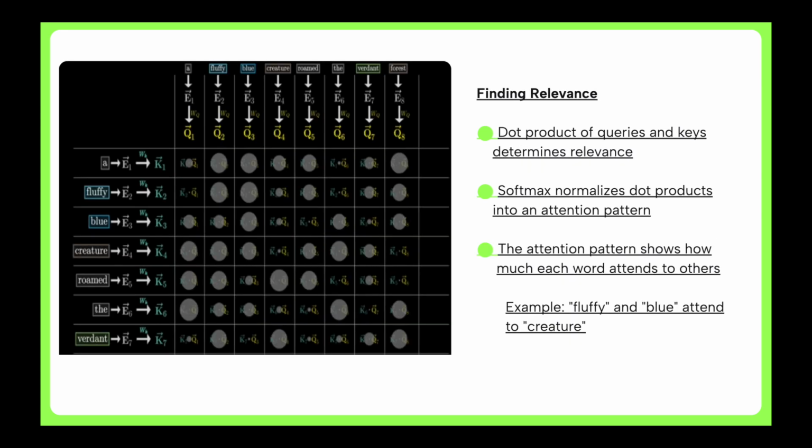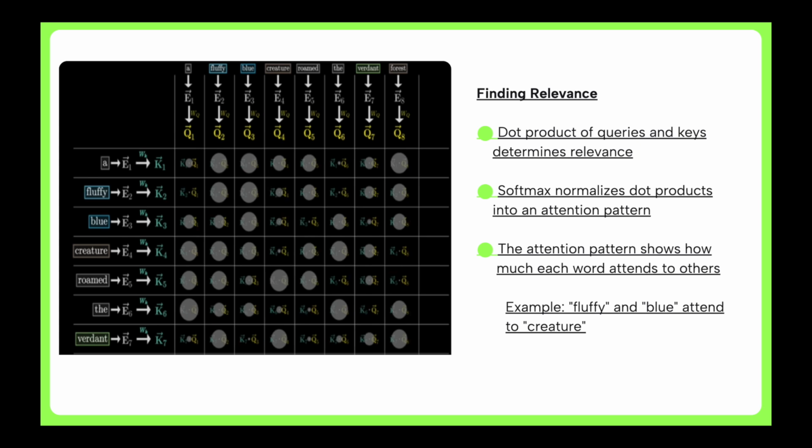Now we have the attention pattern. To figure out how important each word is to the others, we take the dot product of the queries and keys. Then we use something called softmax to turn these dot products into an attention pattern. The attention pattern is like a heat map, showing how much each word is paying attention to each other.